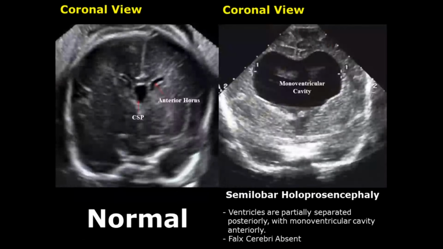In Semilobar Holoprosencephaly, the ventricles posteriorly are partially separated, but anteriorly they are fused and have a single large monoventricular cavity as shown in this image. They are not separated, whereas in the normal view they are separated, and the falx cerebri will also be absent.